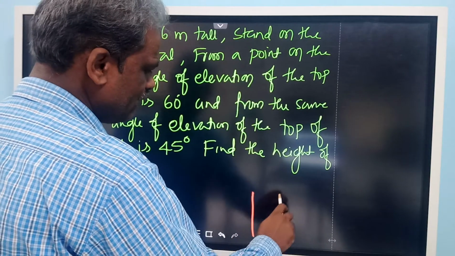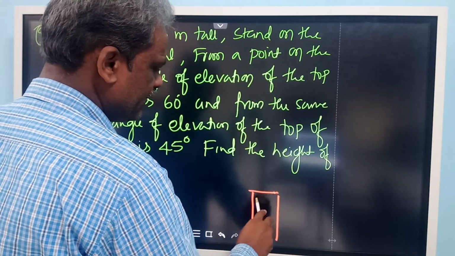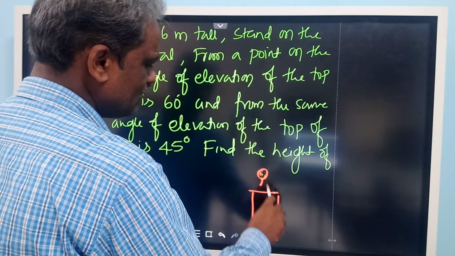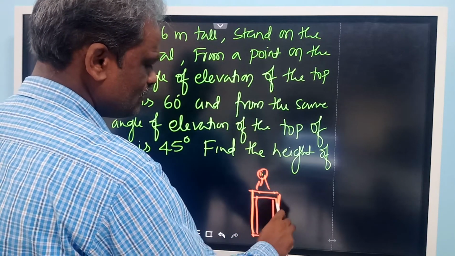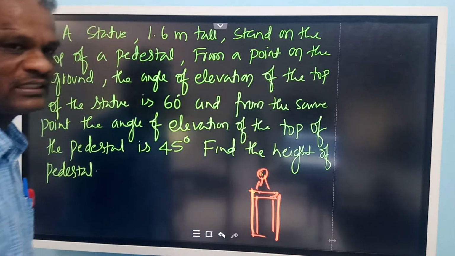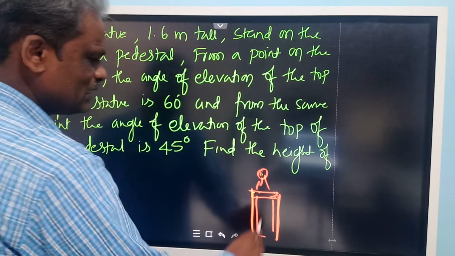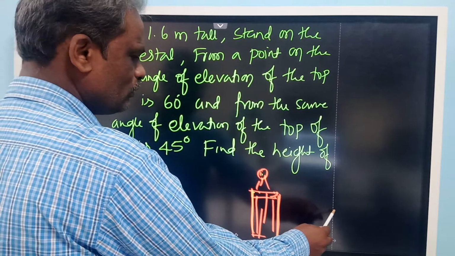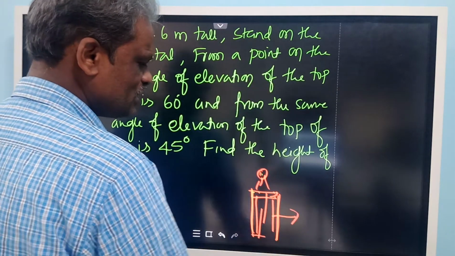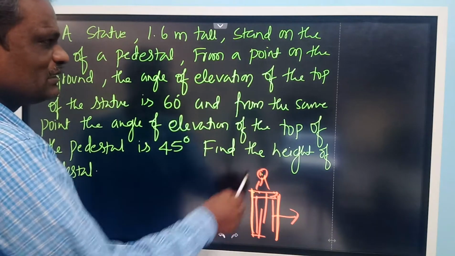It's a long column like this. Above this, the statue will be kept. A cuboidal or circular column, where a statue will be kept. That is called a pedestal, a platform. A cuboidal shaped platform will be there, and over that it will be. This is called a pedestal. Above that there is a statue.